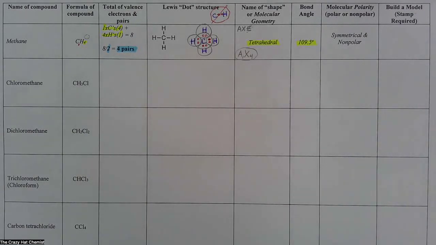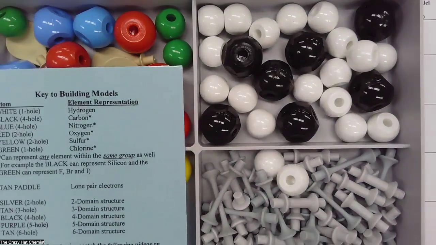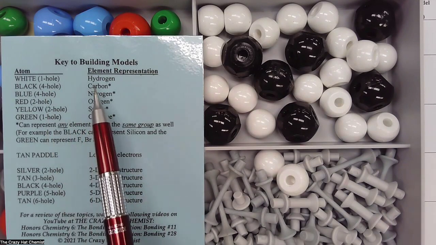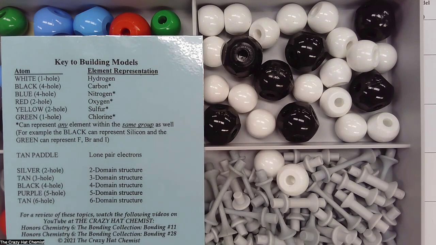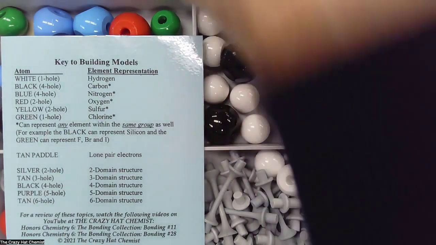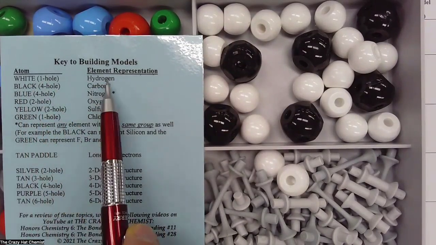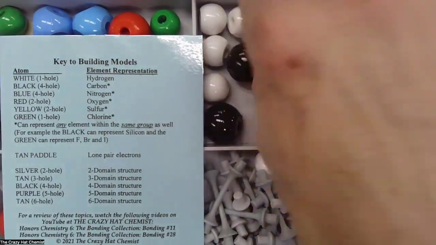So how we build this molecule is we need to pull out our molecular kit here. We're going to look at our rules and our key to this. And we have a carbon, that's a black with 4 holes. That is right here. I'm going to pull that out. We have a hydrogen. That's a white with 1 hole. There are actually 4 hydrogens. So I'm going to pull out 4 white circles.